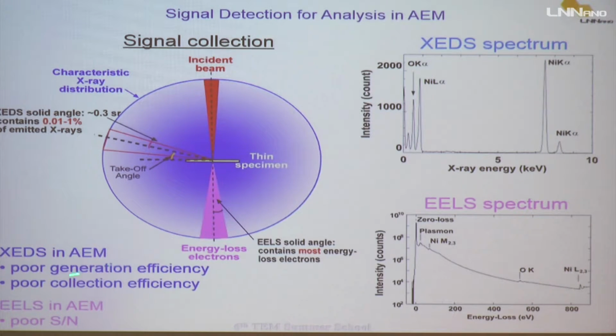And then you can see here, just for comparison, in this EDX spectrum you have thousands of counts for one element, but in the EELS spectrum you have 10 to the power of 10 and so on, so much more counts for the same element, okay?